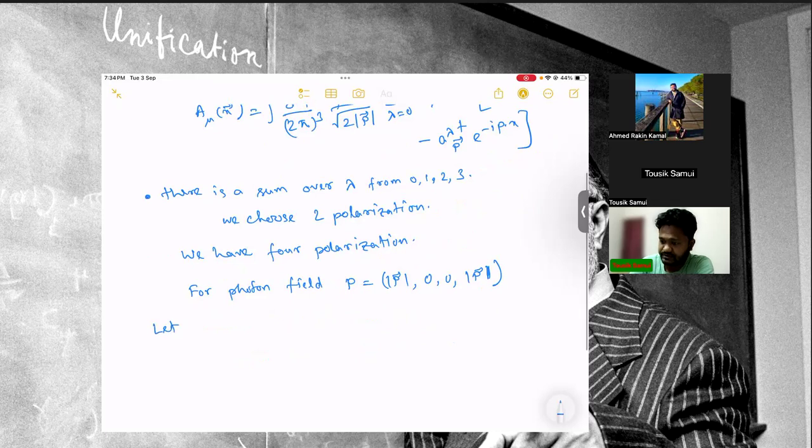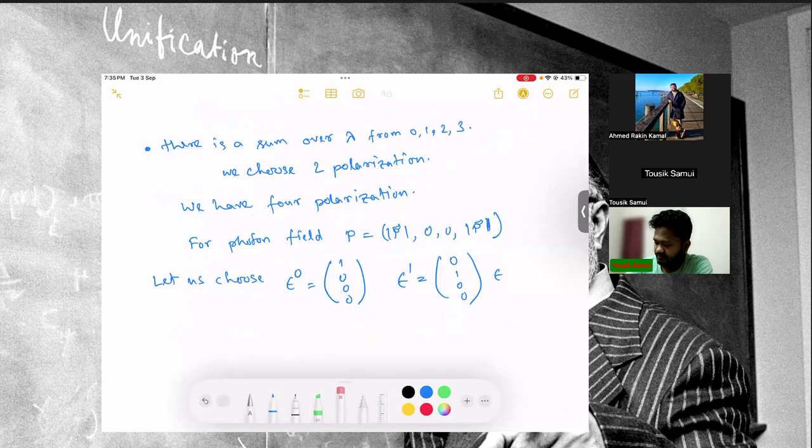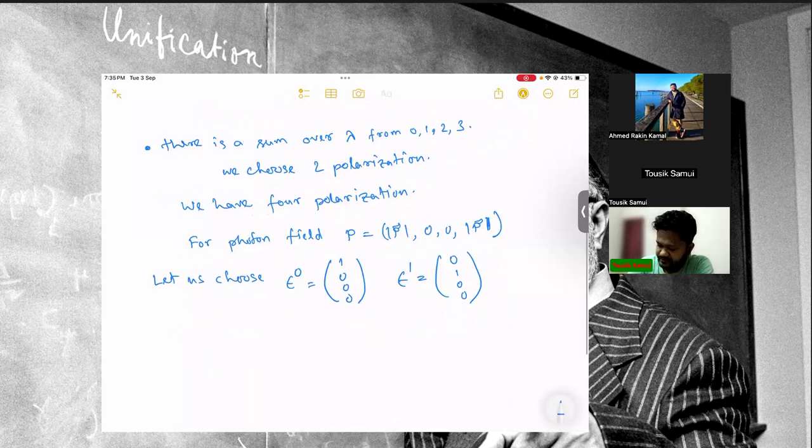Let us choose epsilon 1 to be (1, 0, 0, 0), epsilon 2 to be (0, 1, 0, 0), and epsilon 3 to be (0, 0, 1, 0).